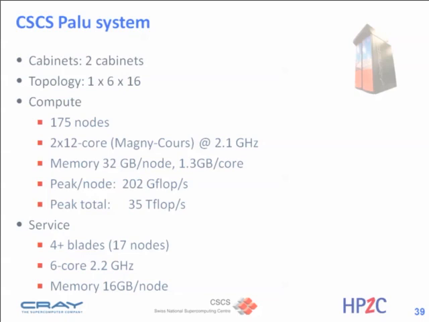Palu, the XE6 system at CSCS, is a 2 cabinet machine. The topology we chose is 1 by 6 by 16. So it's not actually a 3D torus, it's a 2D torus. The first dimension is just 1.